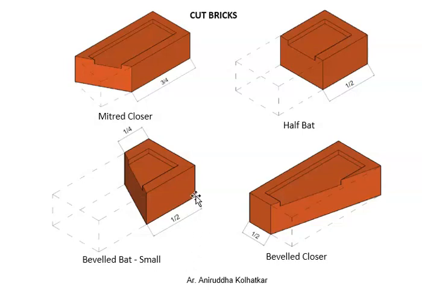In this case, about half the face is marked out here, 1/4 of the face is marked out here, and then the brick is cut in this shape to form the beveled bat small. Now if the brick is marked out as half along its width and cut at an angle like this right up to the full length, it is called a beveled closer. So all these types of cut bricks or special bricks, you have to practice drawing them, and they can be asked in your exam as a note on special bricks or cut bricks.